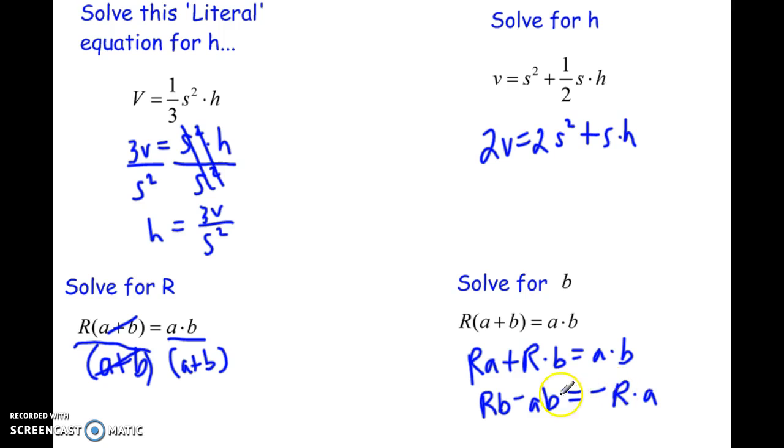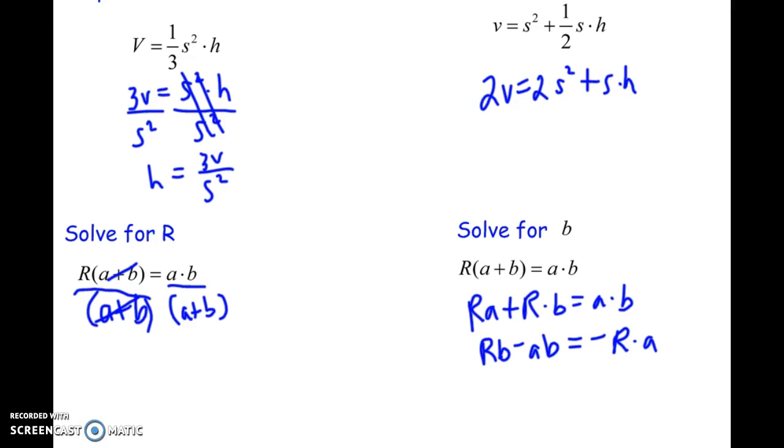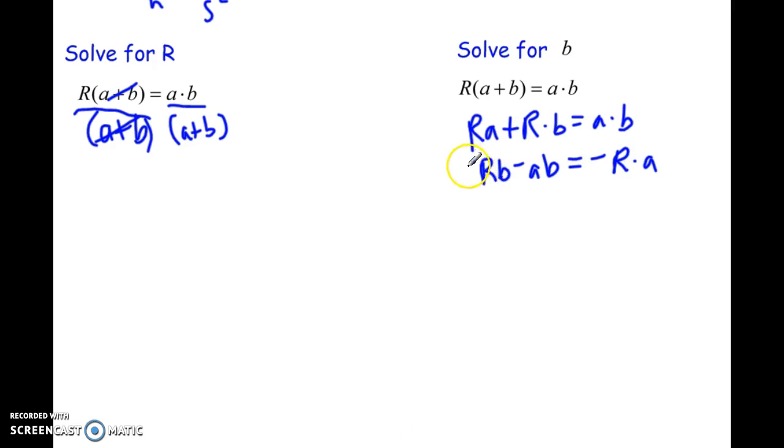Okay, so now I have the b's on the same side, and this is the kicker. If you can get this step, you are well on your way to solving this problem. So if you think of this as having a parentheses around it, do you see a GCF that's common to both terms there? So I'm going to pull that GCF out. It's going to be b times (r minus a) equals negative r times a.